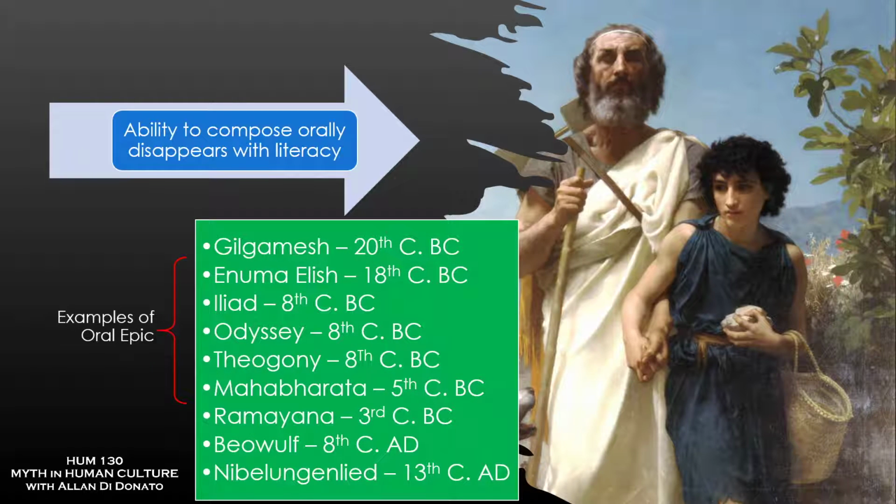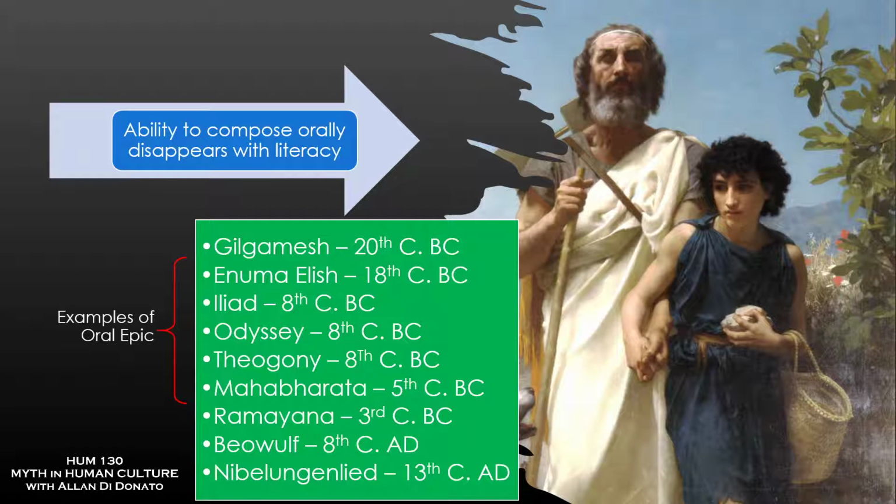Now, here's some examples of oral poetry. You could probably jump on the internet and find a whole list of great epics from different cultures around the world, but just a very short list of those that would fall into the category of oral epic. Gilgamesh, today, that's an oral epic. That's 20th century BC. This is our earliest one. The Enuma Elish, which we studied briefly, that's the Epic of Creation from Babylonia. It goes back to about the 18th century BC.